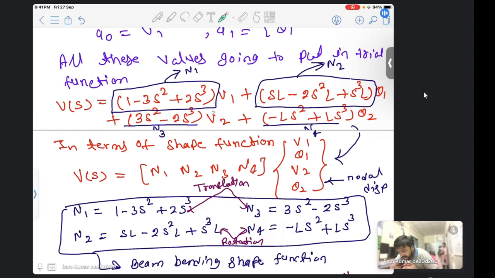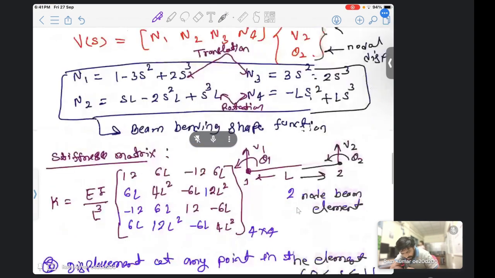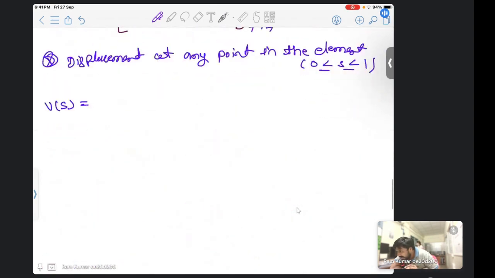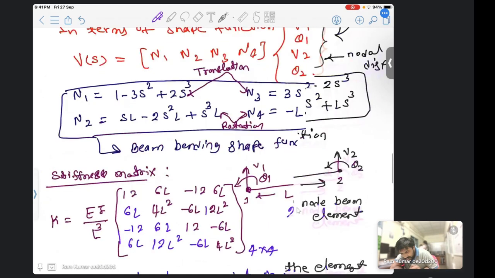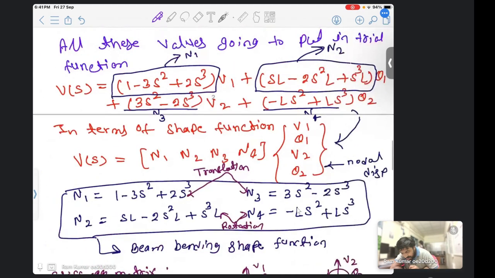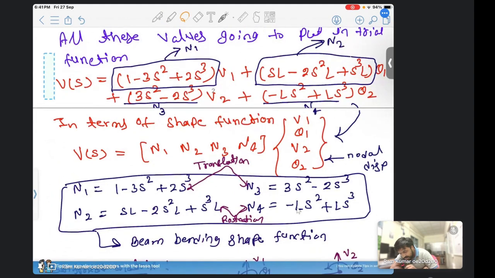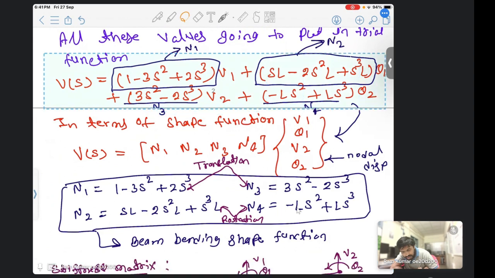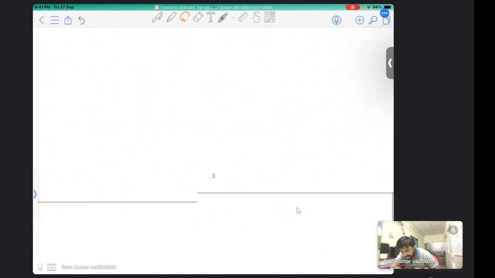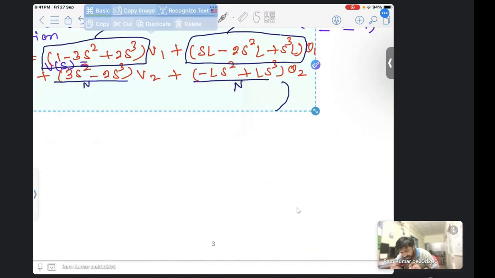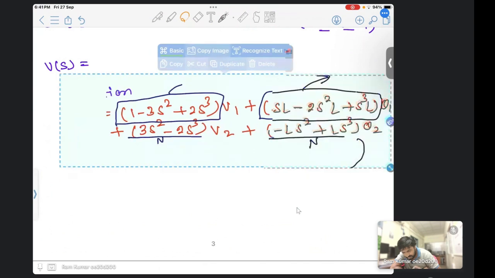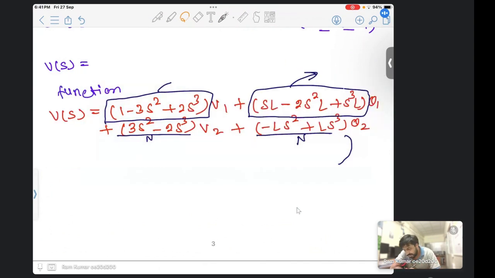So we have to use this equation. Okay, so what will be our shape function? A displacement function that I will copy from here. This one. Copy.